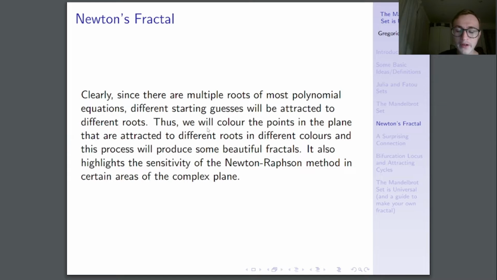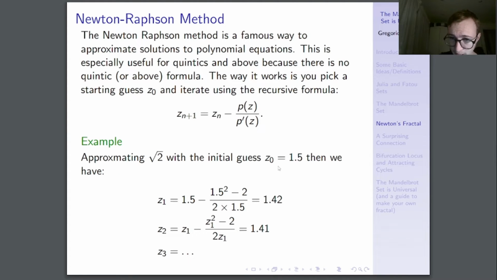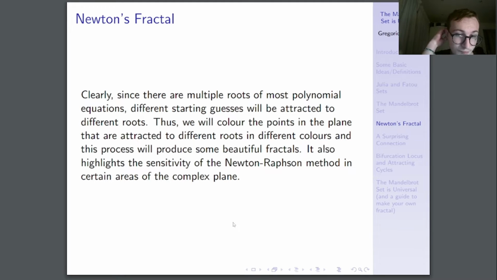So now if we look at this square root of 2 example, if we started with the guess minus 1.5, then we would not end up with square root of 2, we would end up with minus square root of 2. So we'd end up with the other root of the polynomial z squared minus 2. So clearly, different starting points will be attracted to different roots. And now this is where the fractal comes in, because the Newton-Raphson method is actually very sensitive, especially for higher degree polynomials. So here's how we build this fractal. We color points that are attracted to a certain root in, let's say, green.